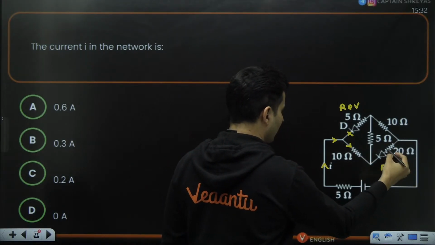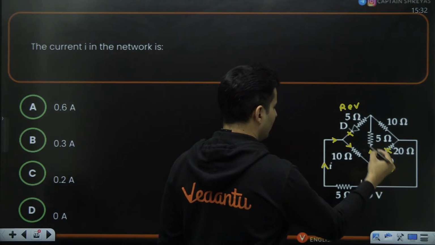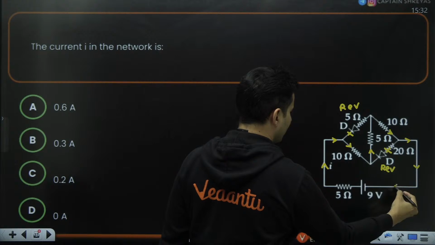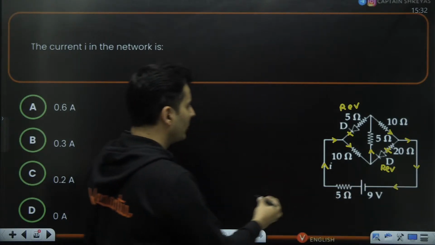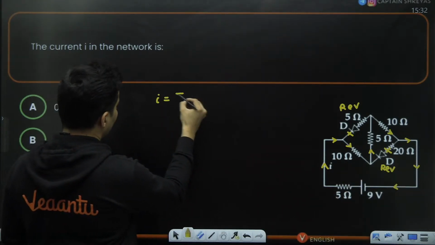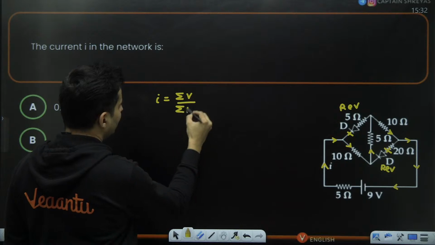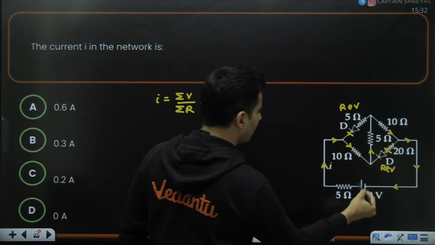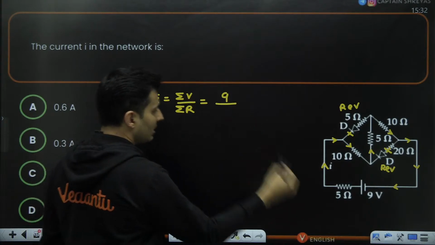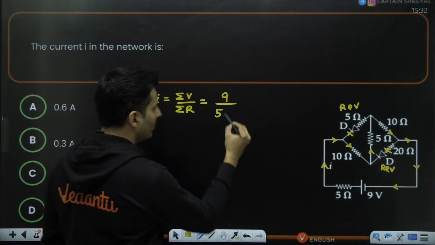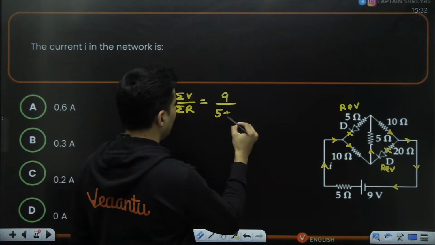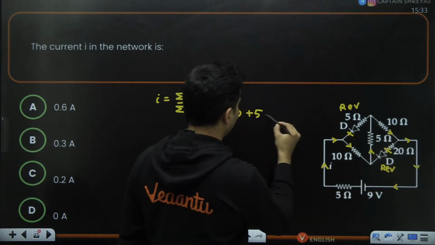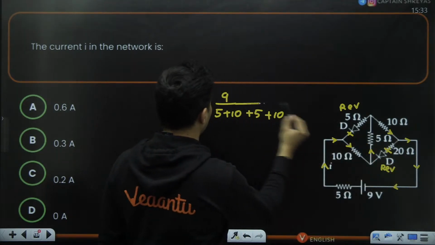My God, why are these diodes there even? So the current will go like this, then go like this, then come out like that, then go like this and come here. Oh, so the current in the circuit, which is the total voltage by the total resistance in this entire path, there is only one battery, so 9 volts. Resistance wise, 5 ohms, then 10 ohms, okay, then 5 ohms, then another 10 ohms. That's it. That's all that is there.